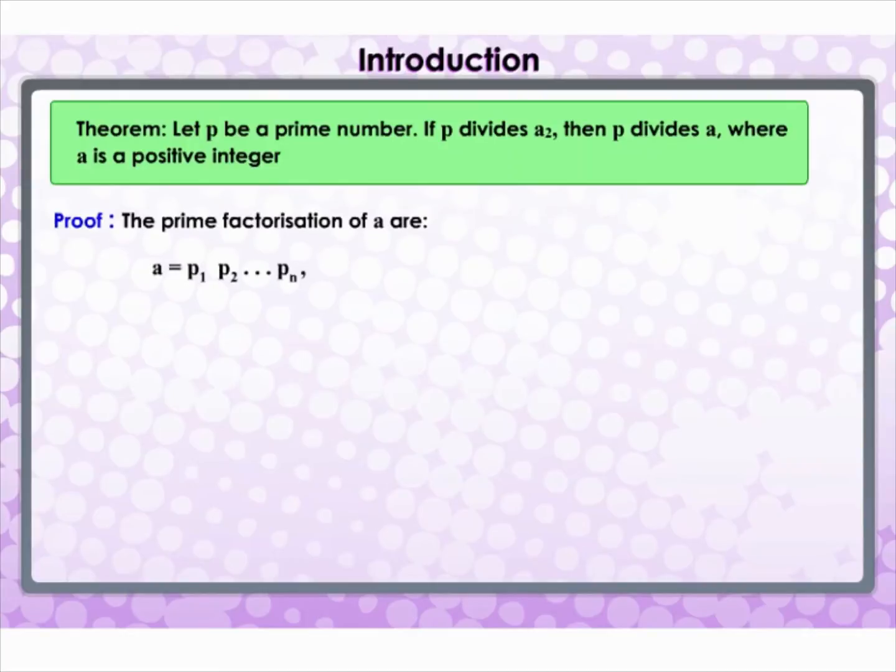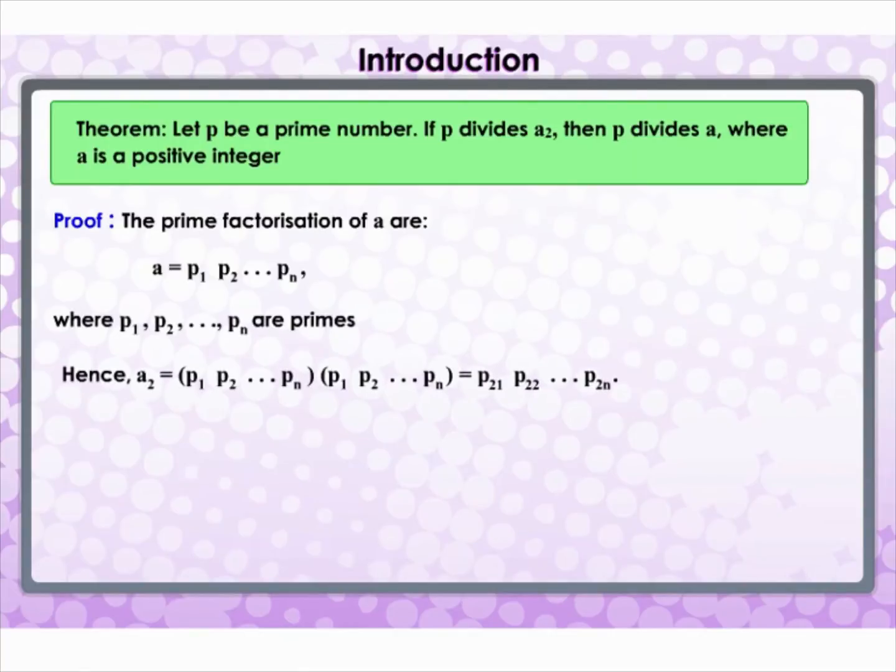The prime factorization of a is a equal to p1, p2 and so on up to pn, where p1, p2 and so on up to pn are primes. Hence, a squared is equal to p1, p2 up to pn times p1, p2 up to pn. That's equal to p1 squared, p2 squared and so on up to pn squared.